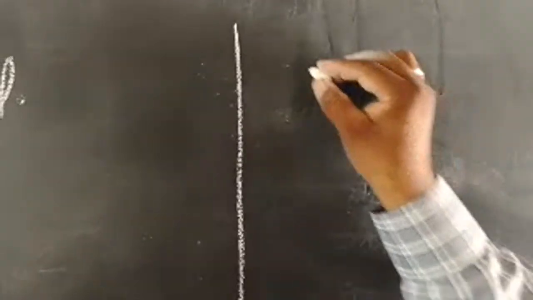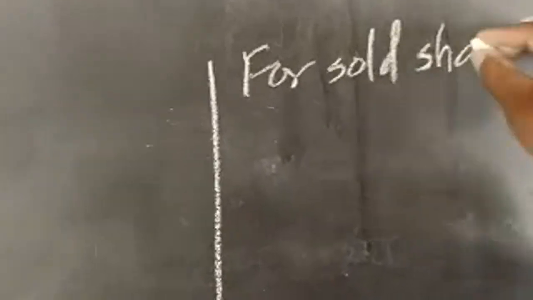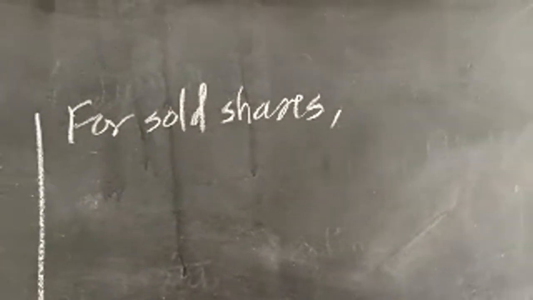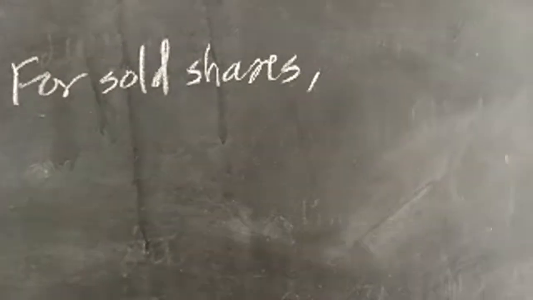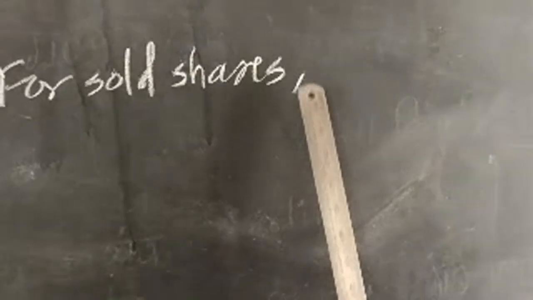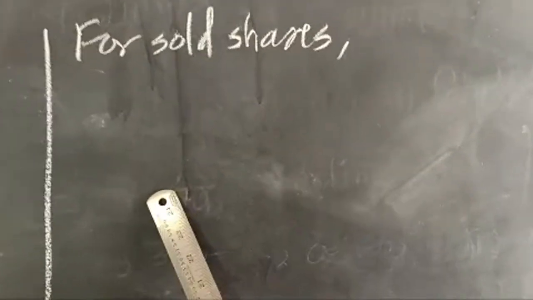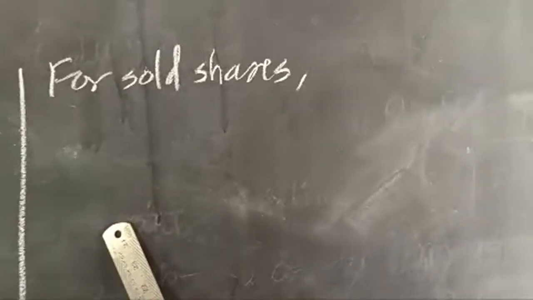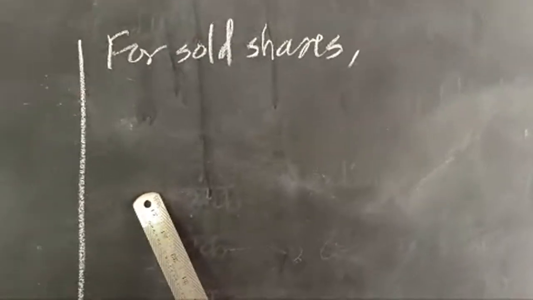What do we write? For sold shares, what do we find out? D'Souza sold 100 shares. For sold shares. Yes, good. Selling, a small mistake again.